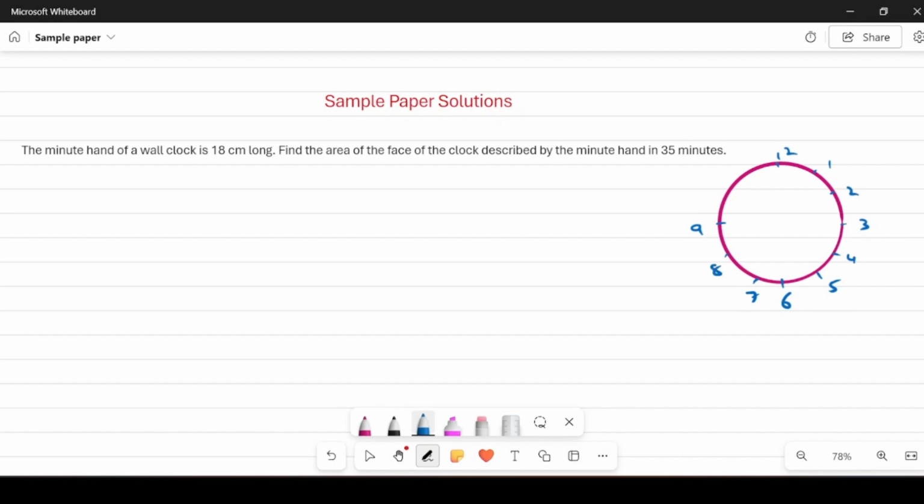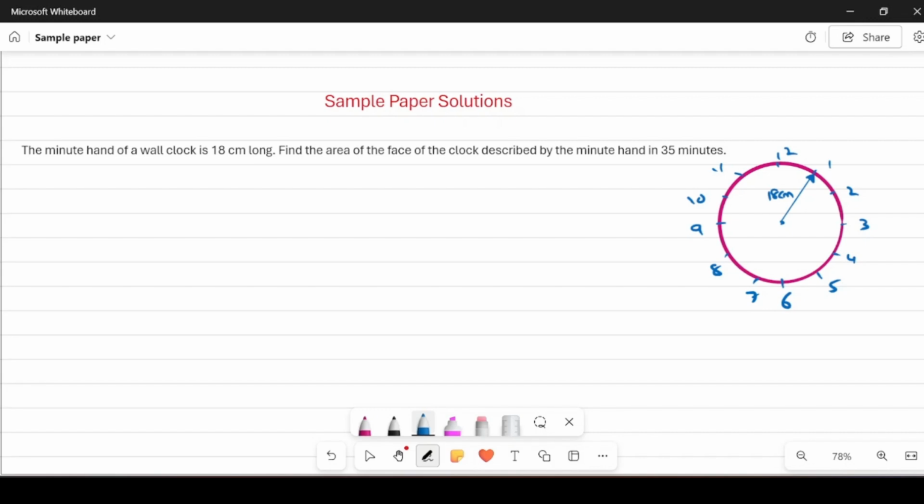Okay, I'm just drawing a rough clock. Now the minute hand of a clock is 18 centimeters long. Let us say initially the minute hand is at 1. So this length is given as 18 centimeters. Find the area of the face of the clock.